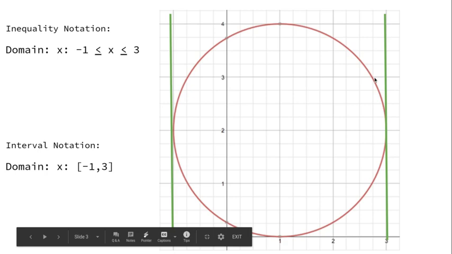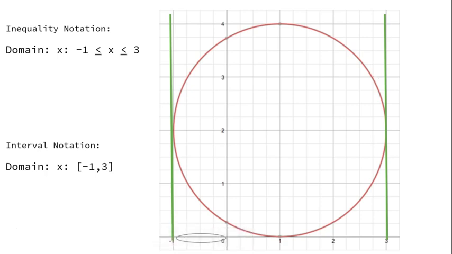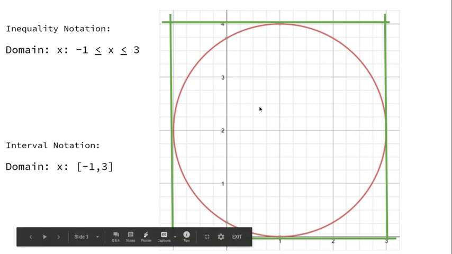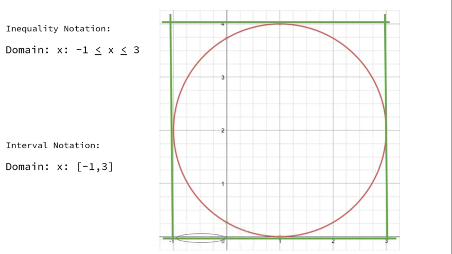So for the range, what we want to do is find the smallest y value all the way to the largest y value. So the very bottom of our graph is here, where y equals 0, and the very top of our graph is here, where y equals 4. So just like what we did with the domain, we started with our smallest value, which is going to be 0, is less than or equal to, now that we're talking about the range, it's going to be y, which is less than or equal to +4.